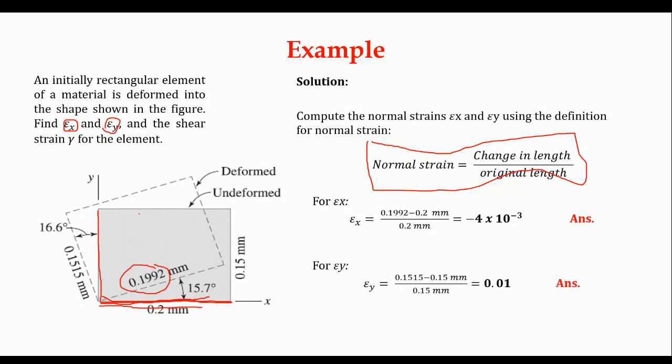Sa y naman, ang original niya nga dimension is ito. Original dimension is 0.15. And the final dimension becomes 0.1515. So, final minus initial, 0.1515 minus initial na 0.15 over original length that is also equal to 0.15. So, therefore, the strain in y is equal to 0.01. Okay, so as you can see, si strain in x is negative.